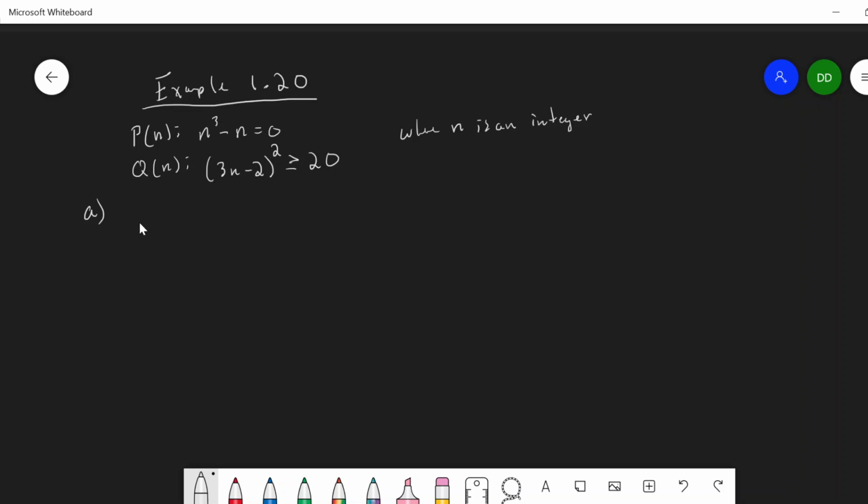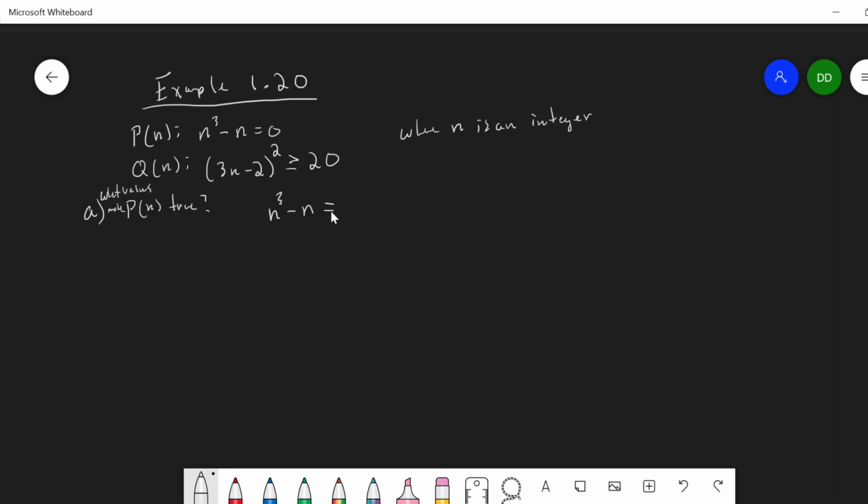So this one we want to know, when is P of n true? For what values of n is P of n true? What values make P of n true? So we need n cubed minus n to equal 0. Well, I can play around with that, n cubed minus n. You might see some immediately, like 1 would work. That certainly works, but there are some other ones that work.